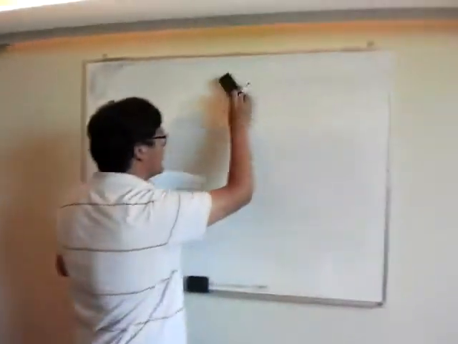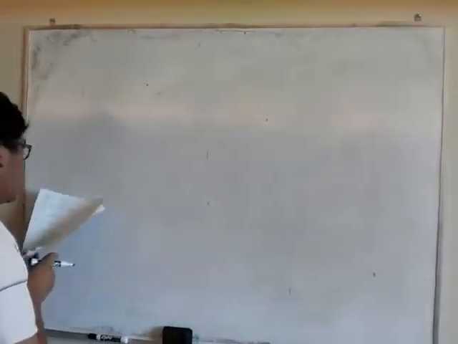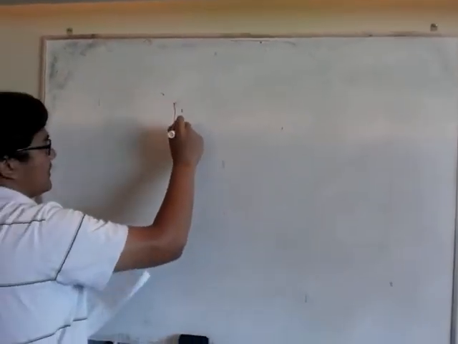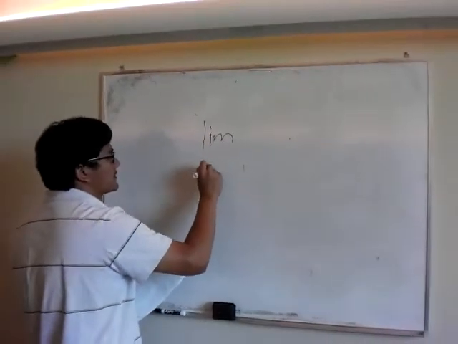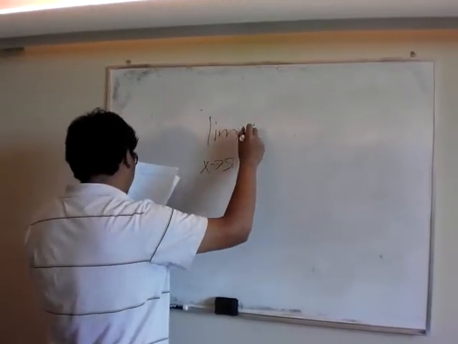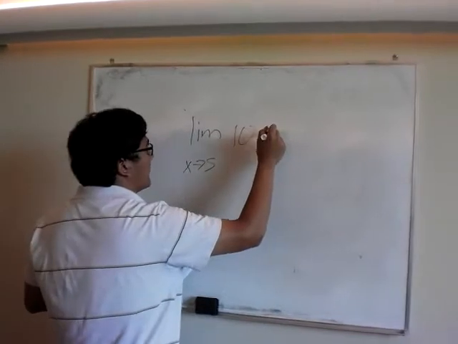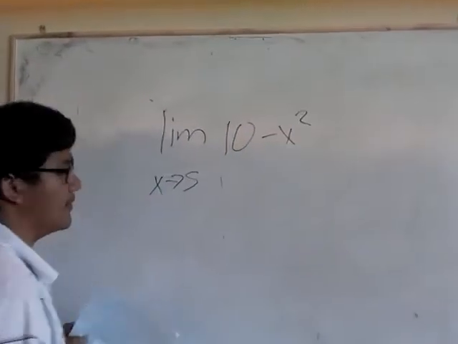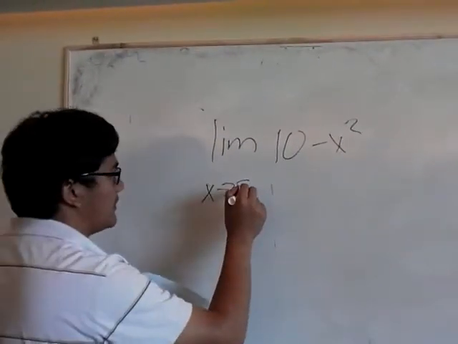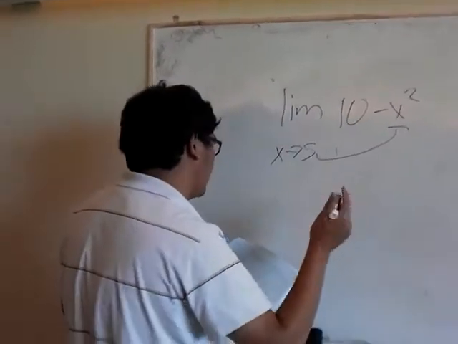What is the direct substitution method? Alright, the direct substitution method is pretty straightforward. Let's say I had been given the limit as x approaches 5 of the function 10 minus x squared. Pretty much all it is, is plug in 5 for x and solve.